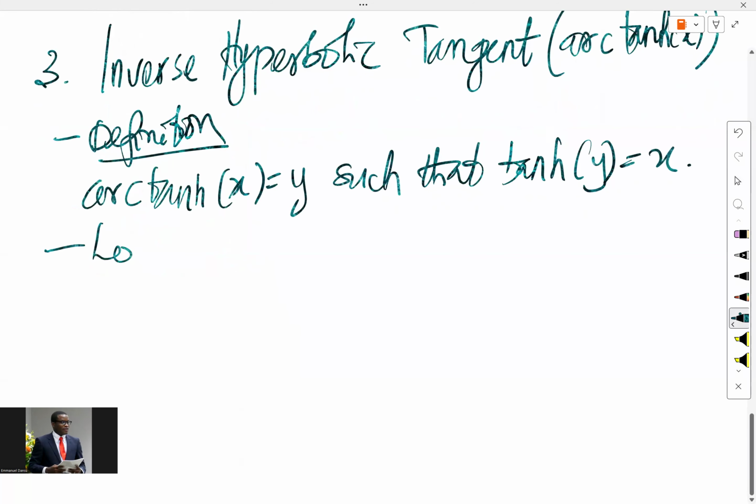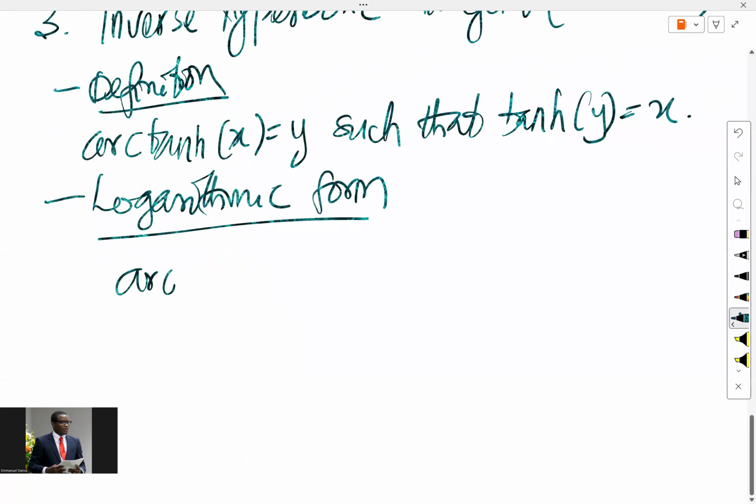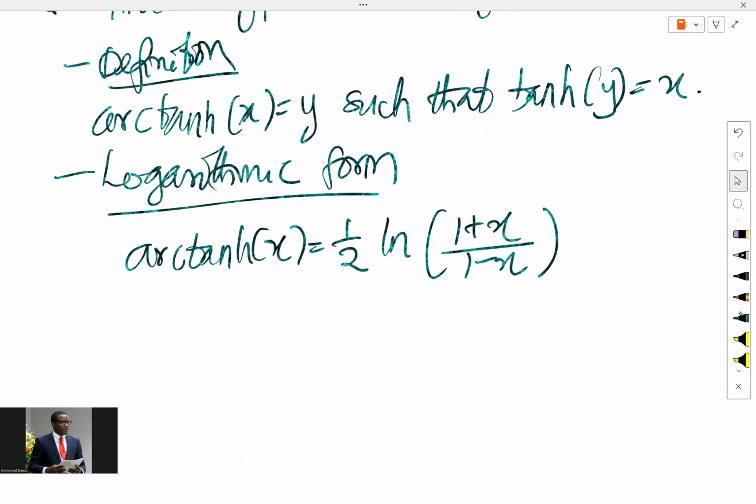And the logarithmic form is arctanh x equals 1 over 2 ln of (1 plus x) all over (1 minus x). Yeah, this has some uses. I remember I was trying to normalize a particular data set, and this became really useful. It's good for normalizing data ranging from probably 0 to 1 or minus 1 to 1. So this is really useful in that context.